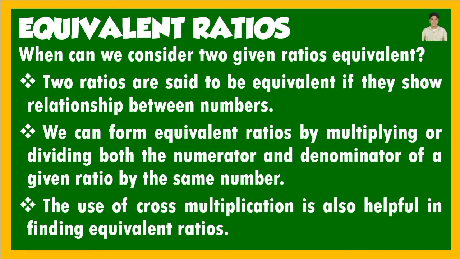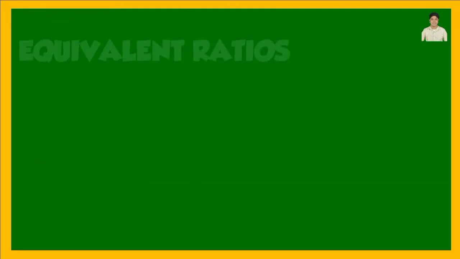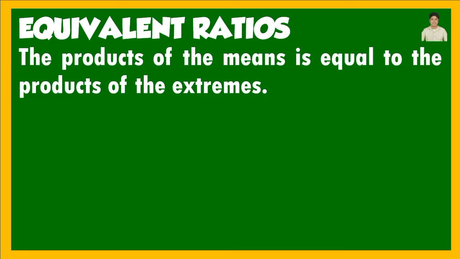The use of cross multiplication is also helpful in finding equivalent ratios. So ito ang pinakamadaling paraan, pinakamabilis na paraan para malaman natin kung yung dalawang ratios, a pair of ratios ay equivalent or hindi. Kailangan na po yung cross multiplication. So ipapakita natin mamaya kung paano ang process ng cross multiplication. So the products of the means is always equal to the products of the extremes.